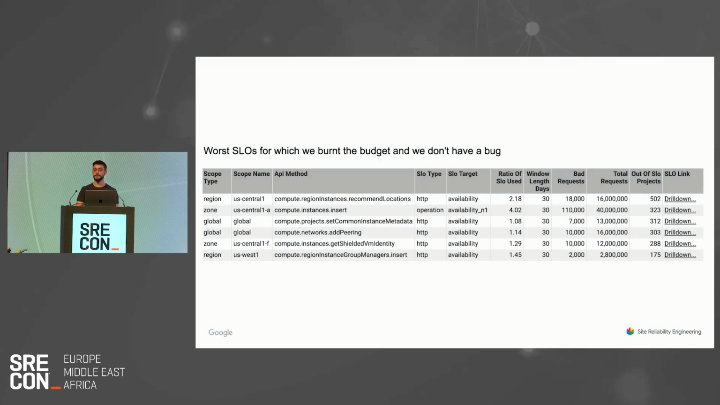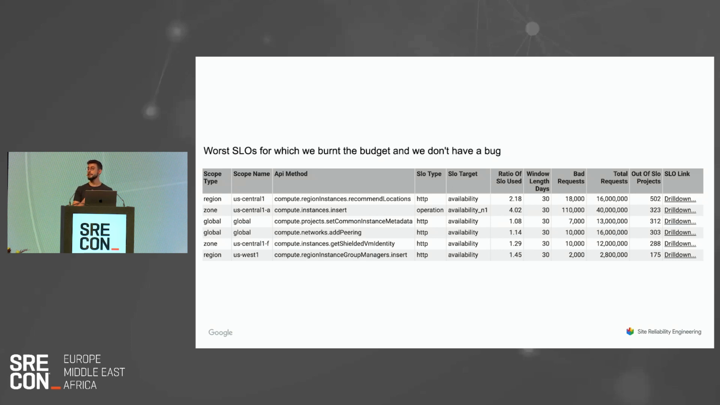Here's a sample of the reports that we use in our organization. The first table shows a list of the worst SLOs for which we burnt the entire SLO budget, ordered by the number of out-of-SLO projects. We can see that compute regions instances recommend location in the US Central 1 region is doing the worst. We've gone more than 2 times the allowed error budget, and more than 500 projects have been affected by this.